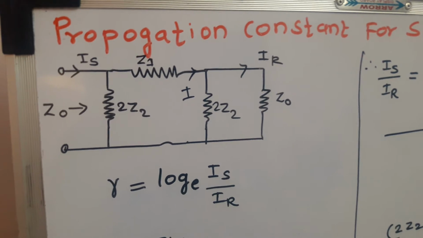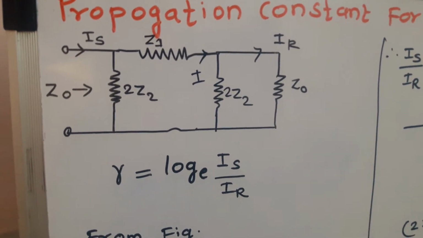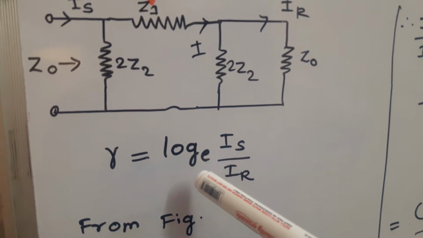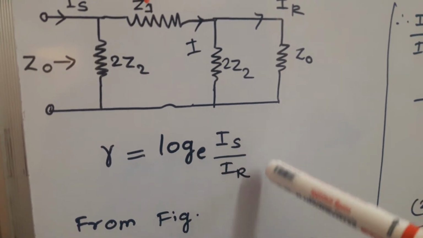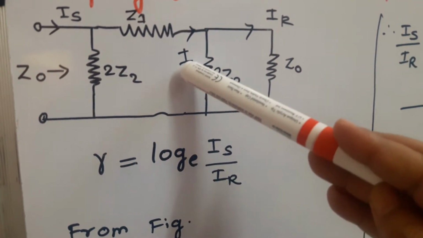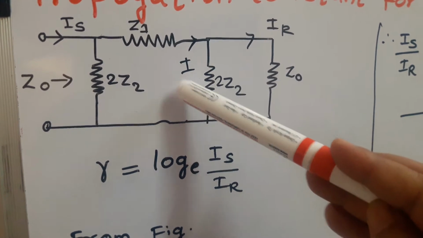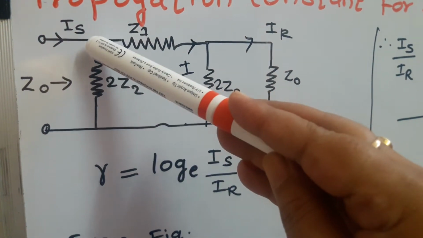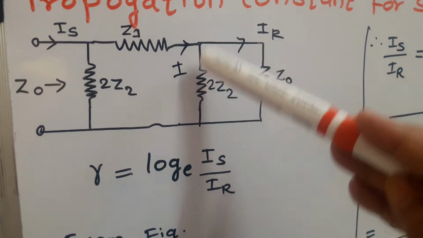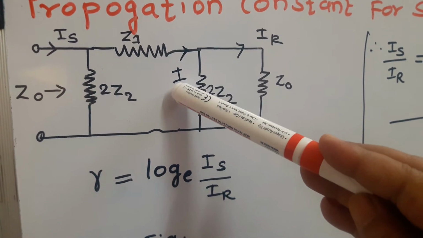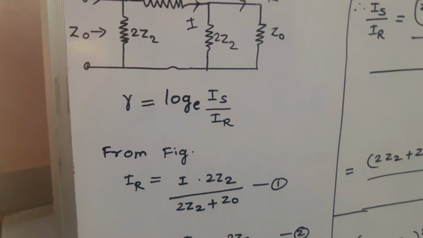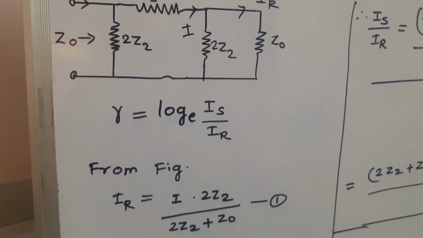So if we calculate the propagation constant, that is the relation between the current entering and the current leaving, it is nothing but gamma is equal to log to the base e of current entering divided by current leaving. For our simplicity, we have marked a third current, that is I, because Is enters at this junction and is split into two parts. Again at this junction it is split into two parts. So for our convenience we are marking this I.